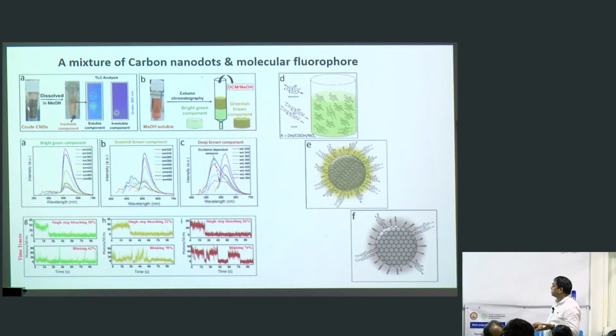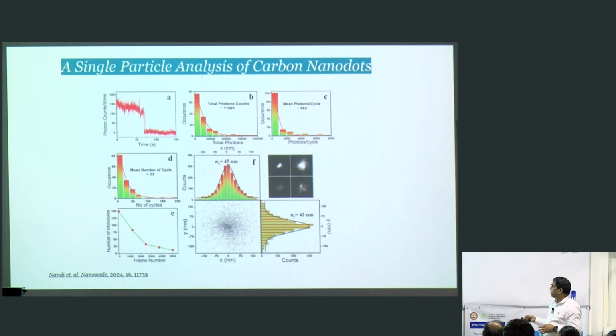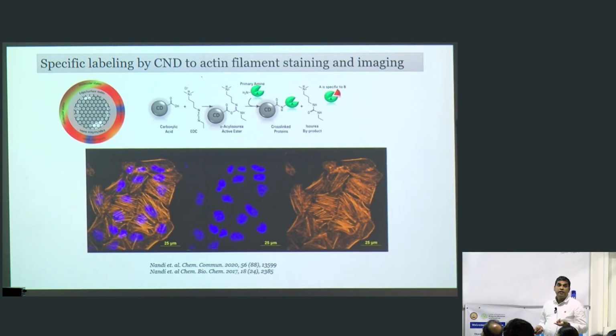So anyway, what we did here, we did all those procedures, and then finally we got very nice carbon nanodots with emission at 612 nanometer, and then we did the single particle study as well to understand the photon behaviors. And then finally we did simple click chemistry, where we end up with this carbon dot with the actin filament.